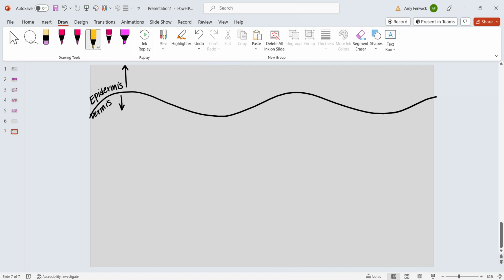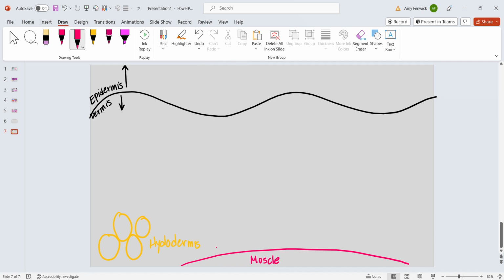Let's also add in some of our hypodermis. So here's our adipocytes down here, indicating the deeper border of the hypodermis, you can spell it any way you want, but indicating the deeper border of the dermis. Oh, and then also let's note, as you would go deeper, you would hit muscle, and then eventually you would hit bone.